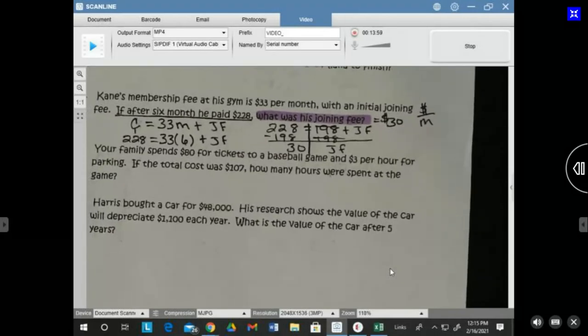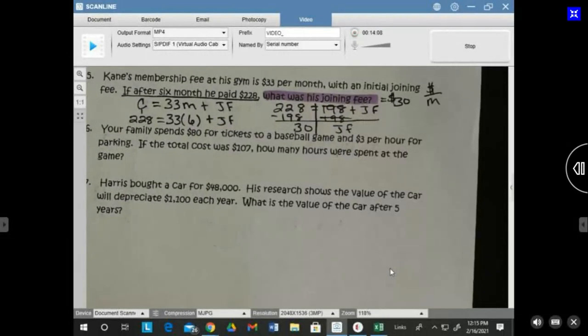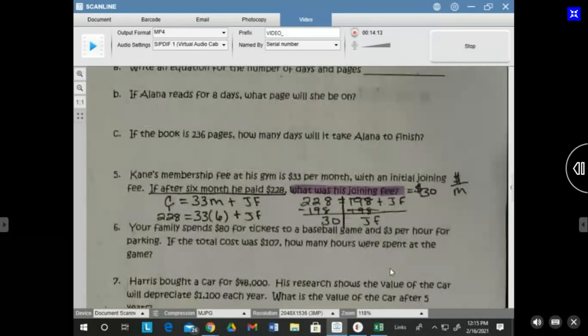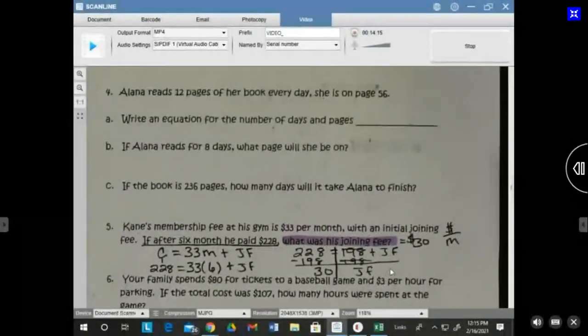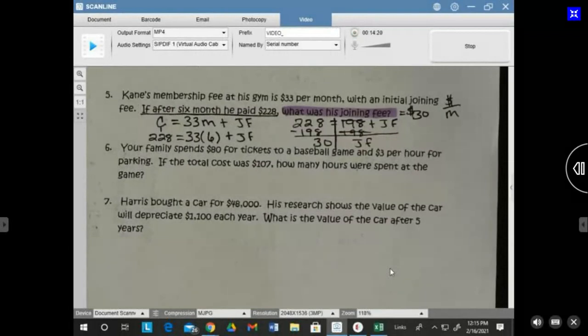All right, you got problem 4 for Alana. You've got the family bookstore, and Harris bought a car. One more problem before I leave you on your own for this paper. Which one would you guys like to do? You tell me?